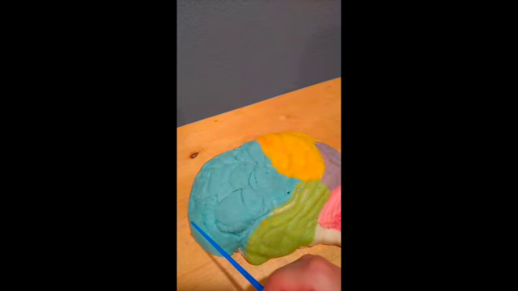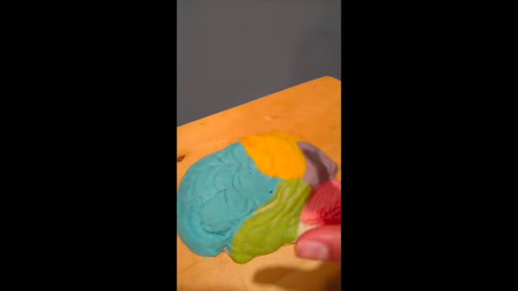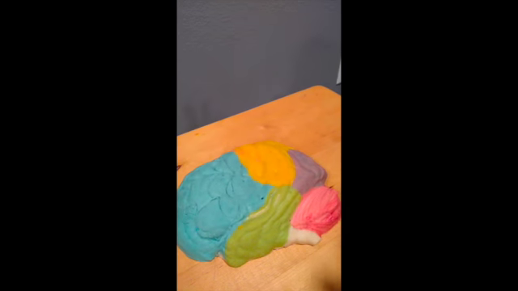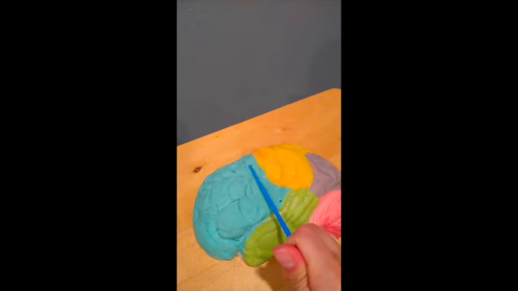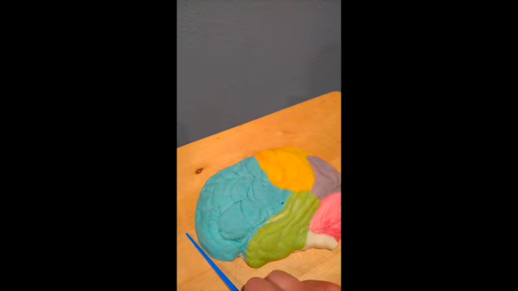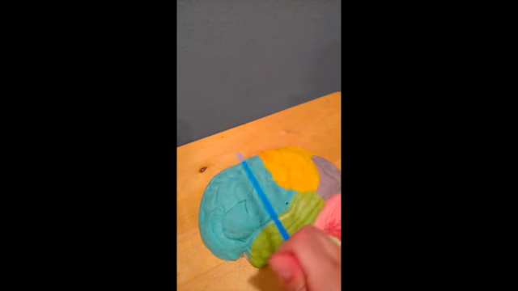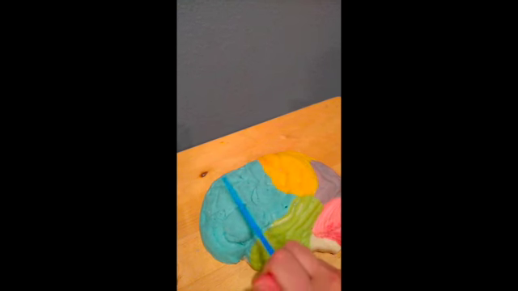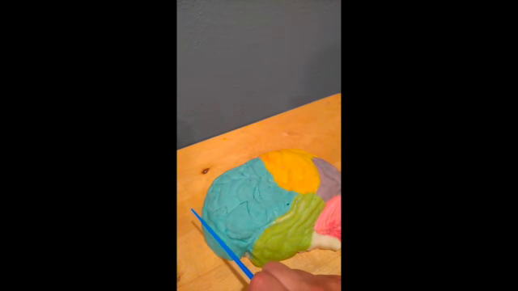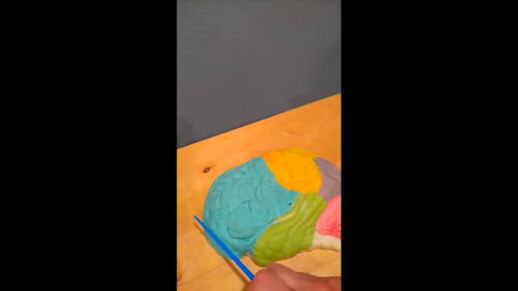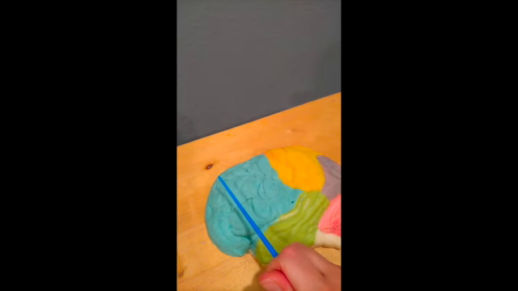So here we have the brain. The brain is divided in different lobes. This here in blue is the frontal lobe, which is in charge of motor function, and in the prefrontal lobe we have functions like planning and personality.